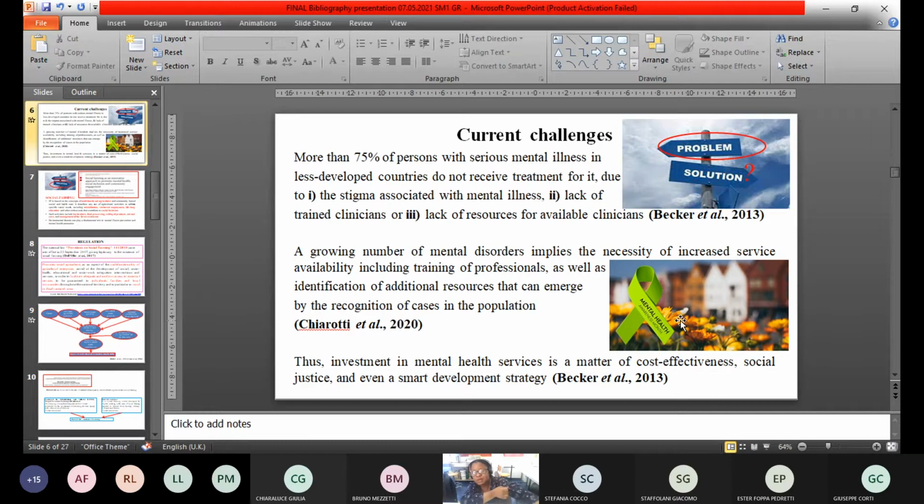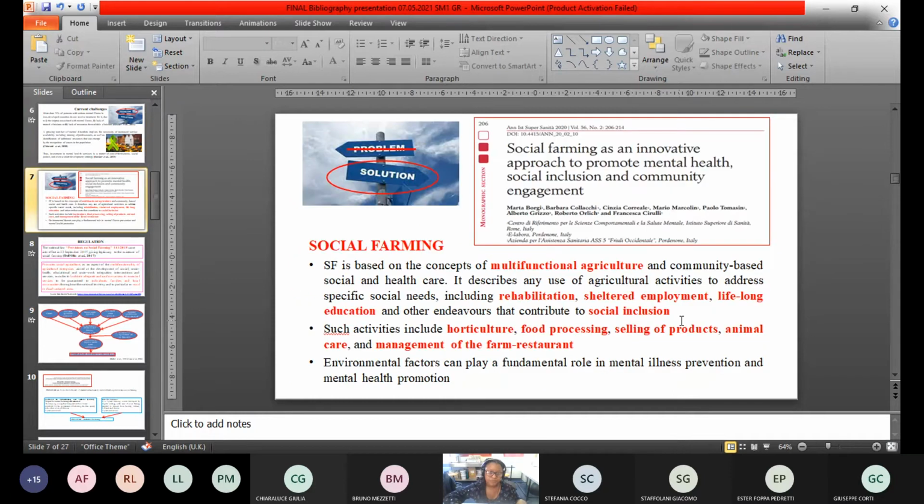And so a growing number of mental disorders implies that we need to make the necessary adjustments to make training available for professionals in the field, as well as to identify additional resources that can be used in the recognized cases in the population. And therefore, investment in mental health is a matter of cost effectiveness, social justice, and a smart development strategy. And one of the solutions that has been put forward and has been gaining momentum in recent years is the use of social farming.